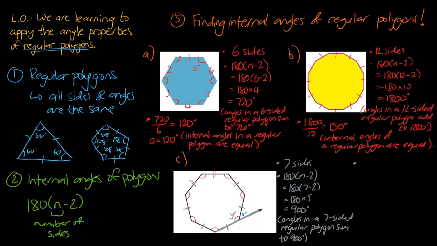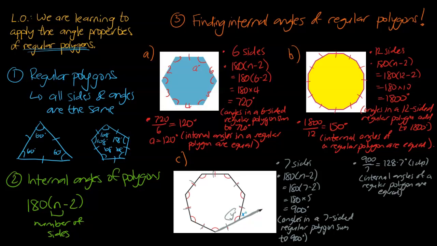We know there's 7 of them, so we're going to divide 900 into lots of 7. I'm grabbing my calculator out. 900 divided by 7 comes up with a messy decimal, but make sure you round it appropriately. So 128.7 degrees, to 1 dp rounding. Don't forget your reasoning. Why can we do that? Internal angles of a regular polygon are equal.